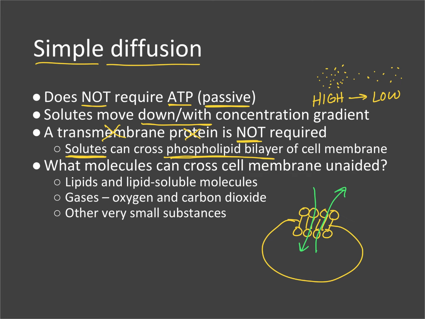Now, simple diffusion also refers to once stuff is inside the cell, that material is going to start spreading out. So it doesn't always involve crossing a cell membrane. Sometimes it just means that it's going from a high concentration area to a lower concentration area.